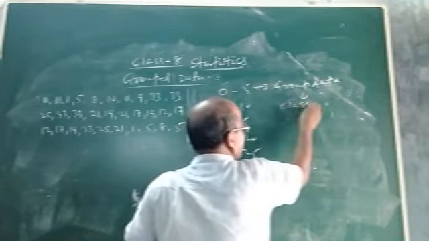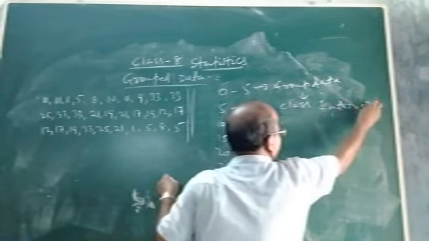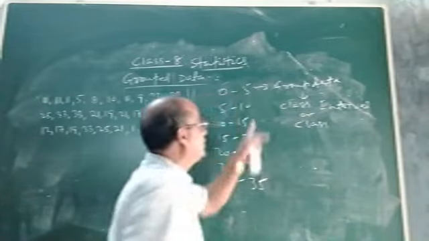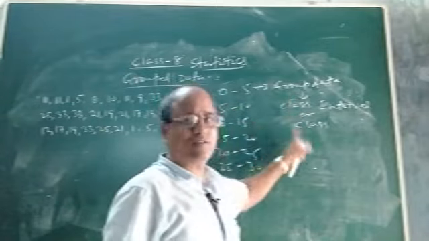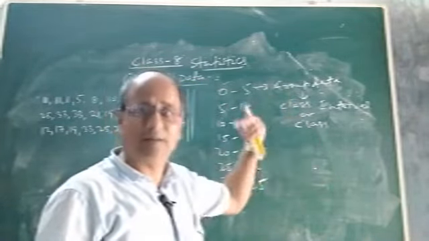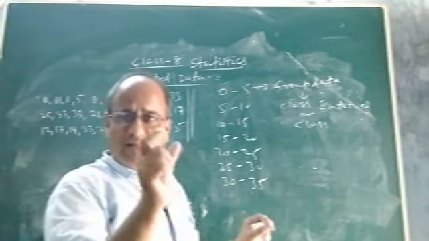What is the other name? The other name is your class interval, or only class. We can say a group data as class or class interval. A group data is otherwise known as your class or class interval. So a group data means it has two limits.